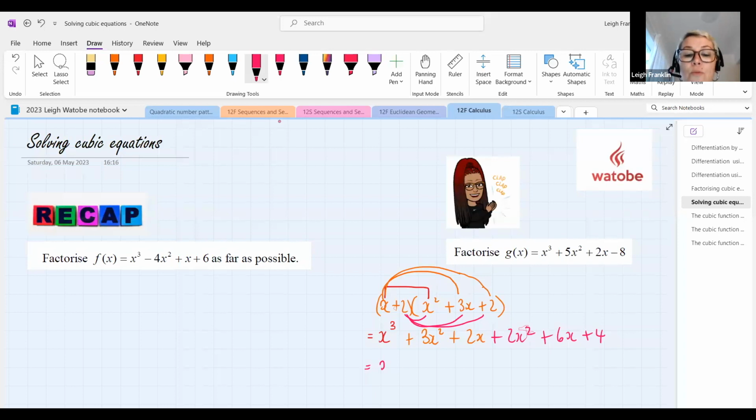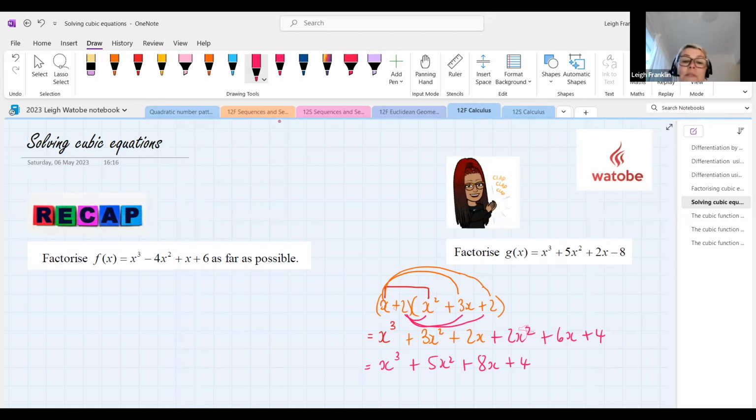So the x cubed term is going to come down unchanged. The x squared term is going to be a combination of the two that we've got. So we would end up with 5x squared. And the x term is going to be a combination of the two that we've got. So that's going to give us 8x. And then the plus 4 comes down. It doesn't combine with anything else either.